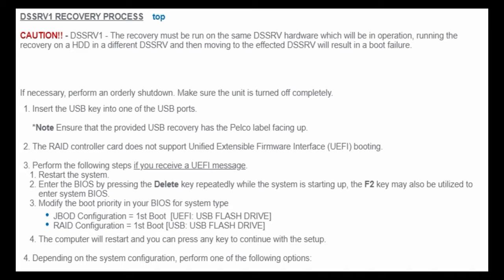Once those have been selected, the process is the same, yet with one exception. On a DSSRV, it will also check the RAID firmware. If the RAID firmware isn't at the latest version, the USB drive will automatically update it to the latest. The process is now the same as a DSSRV2.